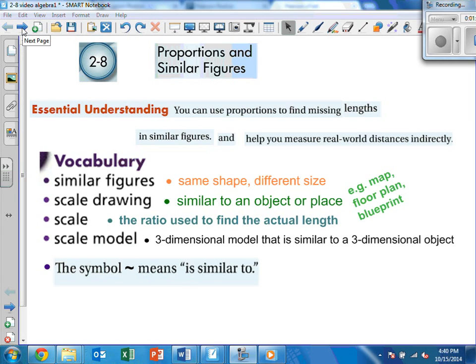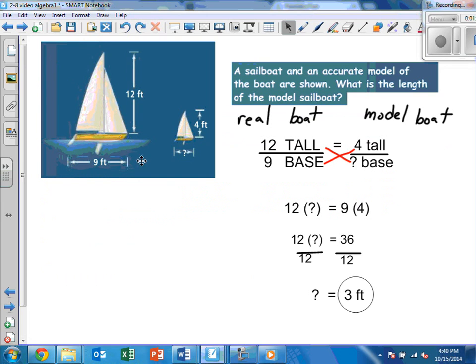Let's talk about three examples. First one is, what if I've got a sailboat and I'm making a model, and the sailboat's sail is actually 12 feet tall and the sailboat is 9 feet in length, so I have my model with the sail's 4 feet tall, and I wonder how long I need to make the base of the model boat.